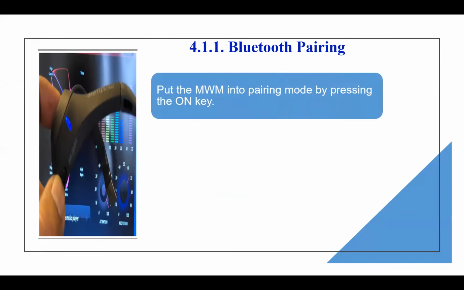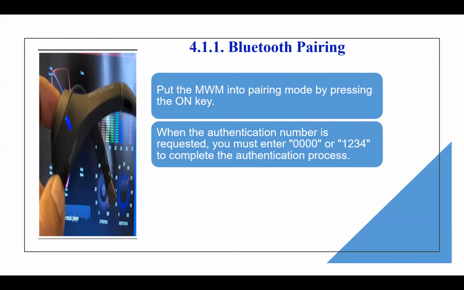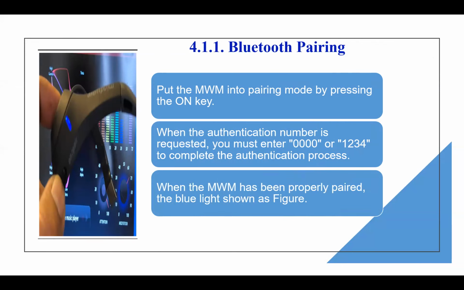Bluetooth pairing. To pair the MWM with the application, these steps must be done. One, put the MWM into pairing mode by pressing the on key. Two, when the authentication number is requested, you must enter 0000 or 1234 to complete the authentication process. When the MWM has been properly paired, the blue light shows, as in the figure.